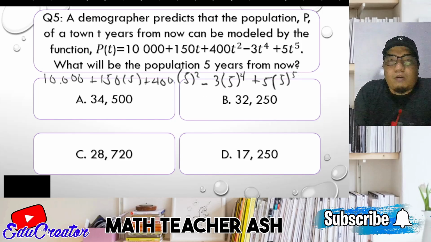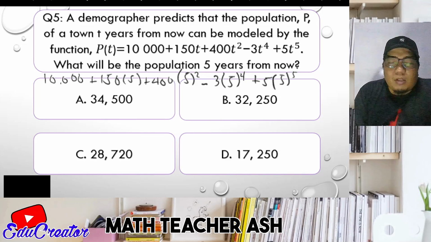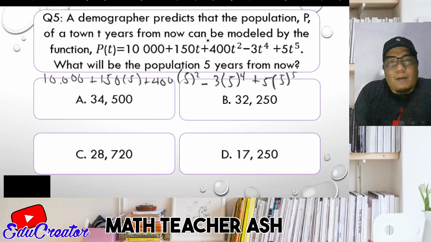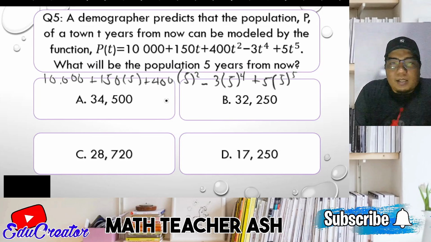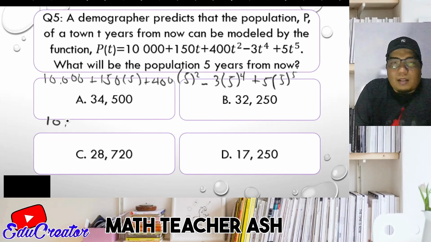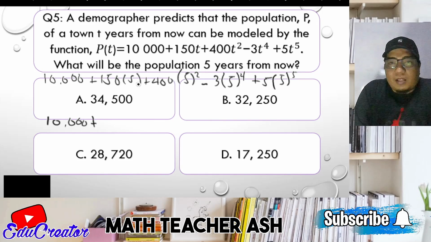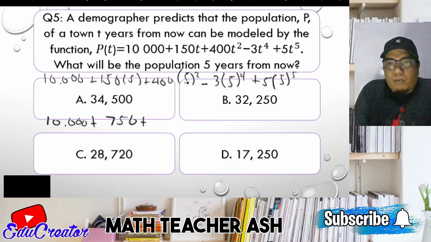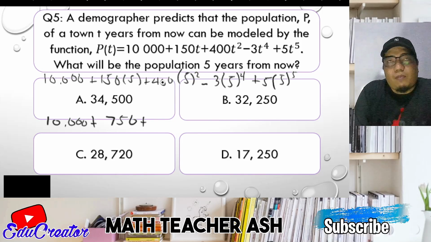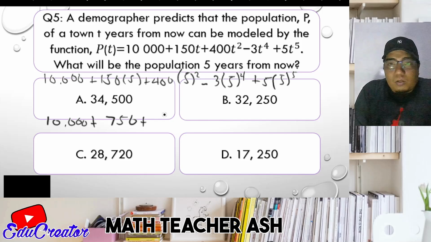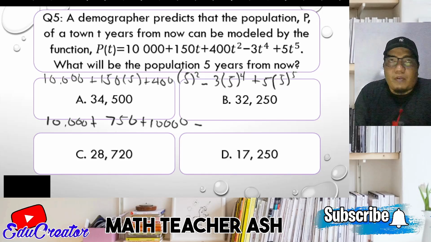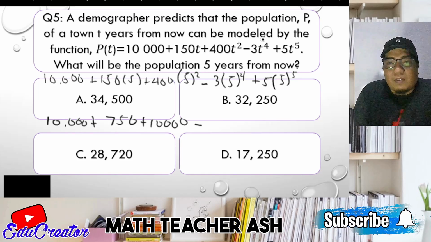Okay, so in solving this one, of course, let us follow the PEMDAS rule. So mauuna muna ang exponent bago mo i-multiply siya. Okay, so therefore, in this case, we will have 10,000 plus 150 times 5. So 5 times 150, that is 750. Alright, plus. So 5 squared is 25. 25 times 400, that would be 10,000. So, dalawang 0 after 100. Ayan. So 10,000 na. Minus. So 5 to the 4th. 5 times 5, 25. 5 times 5 na naman, 25. So 25 times 25, 625.